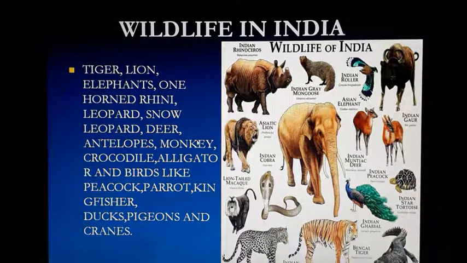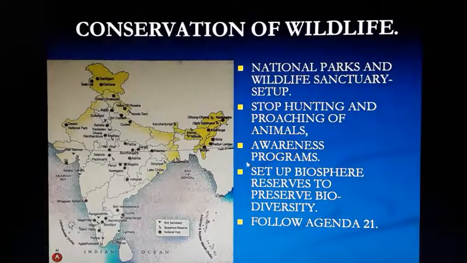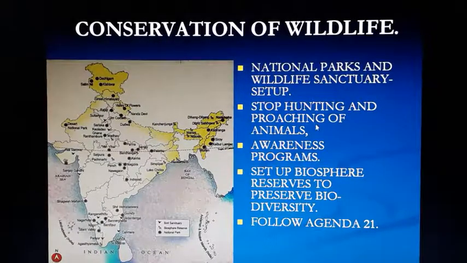We are coming to the wildlife in India. Okay, tiger, elephants, one-horned rhinos are there. Okay, leopard is there, snow leopard is there, deer, antelope, monkey, crocodile, alligator. Okay, in birds, peacock, parrot, kingfisher, and ducks, pigeons and cranes are some of the many wildlife in India. We are coming to the conservation of wildlife. Okay, national parks we are having, lots of wildlife sanctuaries we are having. We should stop hunting and poaching of the animals.